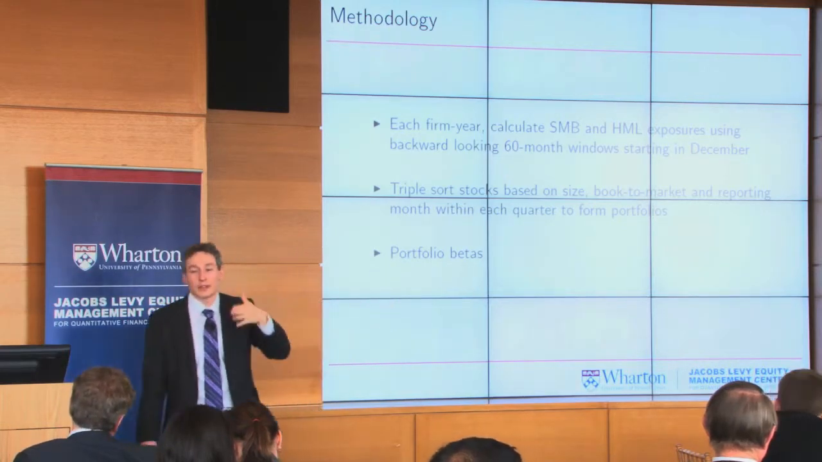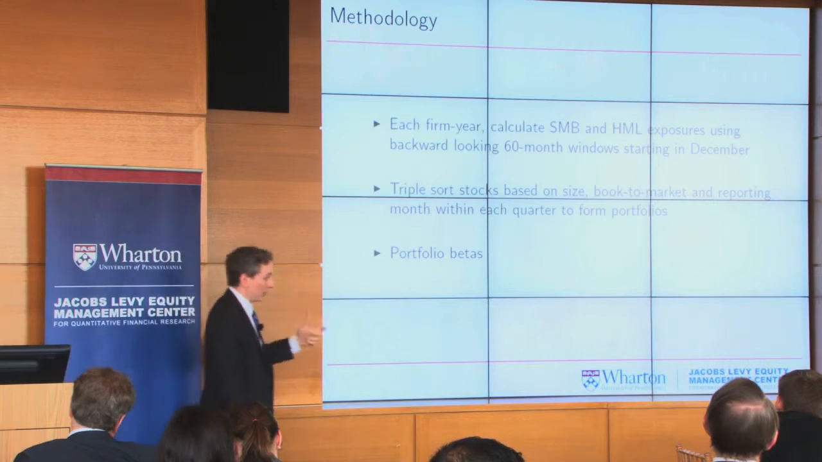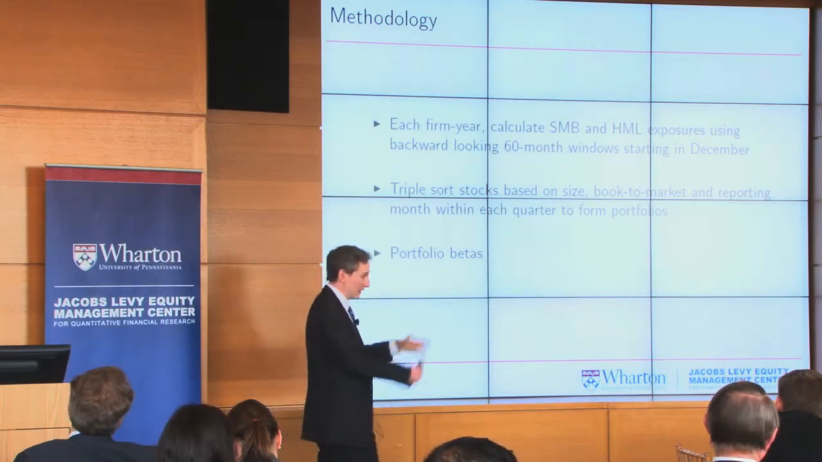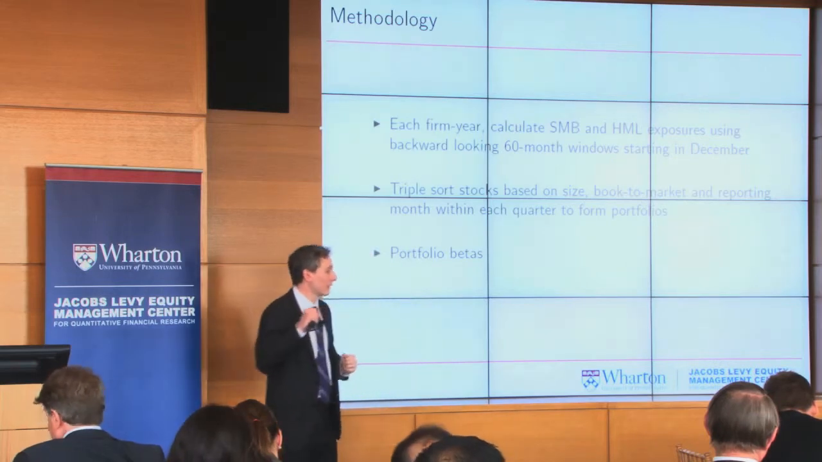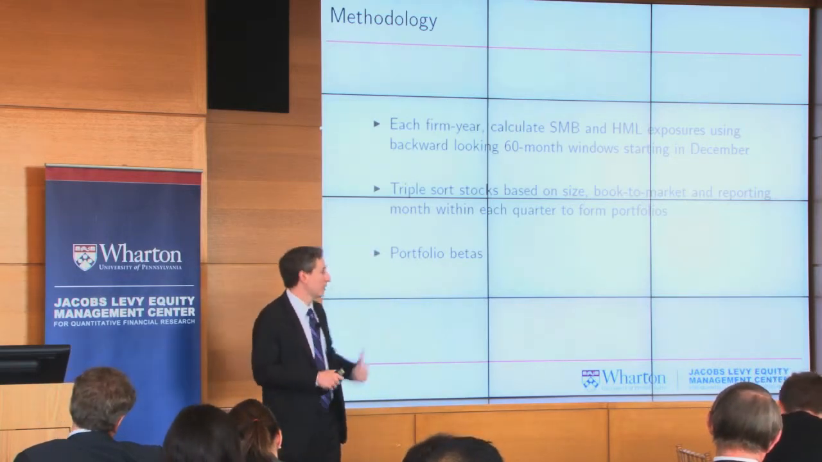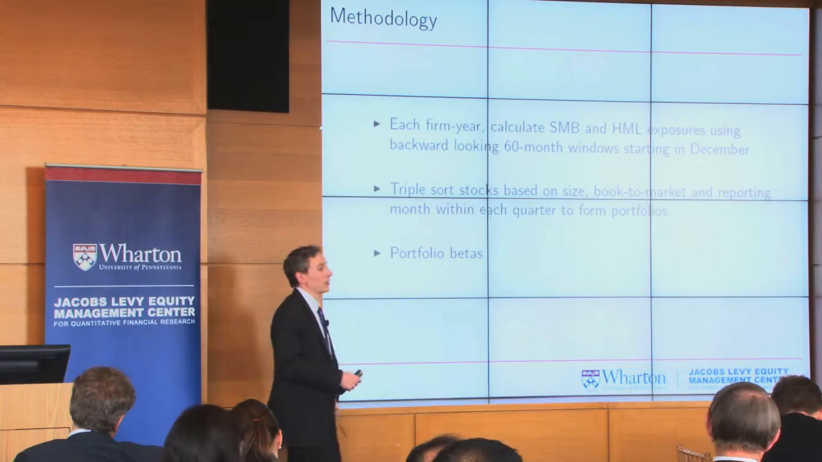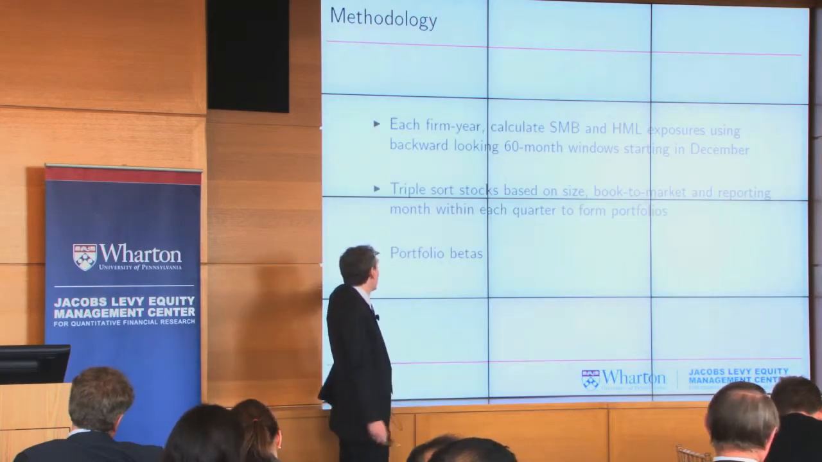Because firms have different announcement patterns each quarter, we do this separately for each quarter. Sometimes a firm will be a month 1 announcer in quarter 1 and a month 2 announcer in quarter 2. To take that into account, this is really a quarterly phenomenon. And then with these triple sorted portfolios, we're able to calculate a portfolio beta, and then we can perform statistical tests on the long-short portfolio of the month 3 versus month 1 announcers to test our hypotheses.